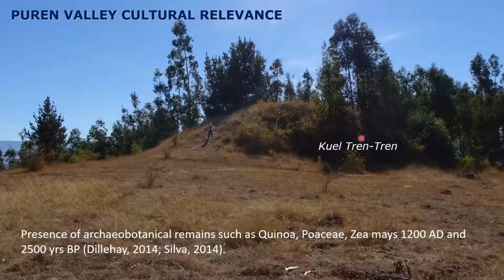This is the kuel Tren Tren, and here is my son on fieldwork. In all the excavations, they found the presence of archaeobotanical remains such as quinoa, Poaceae, and sea maize, and they have been dated up to 800 years ago. Only one seed of sea maize had been dated at 2,500 years.